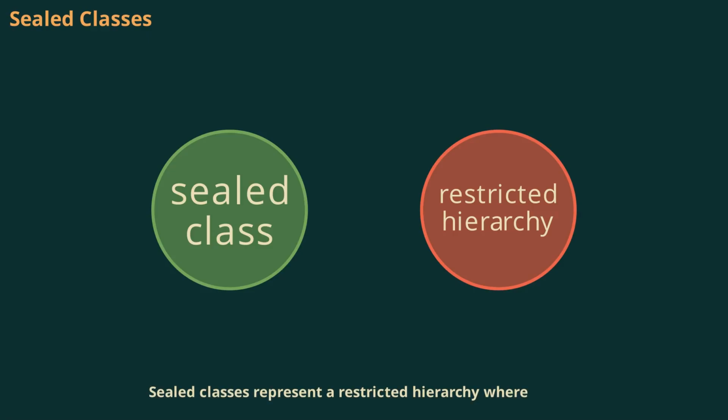Sealed classes represent a restricted hierarchy where all possible subclasses are known at compile time. They are ideal for modeling restricted data types or state hierarchies, ensuring all cases are handled safely. Sealed classes make code safer and more expressive, especially when using when expressions to handle different states.